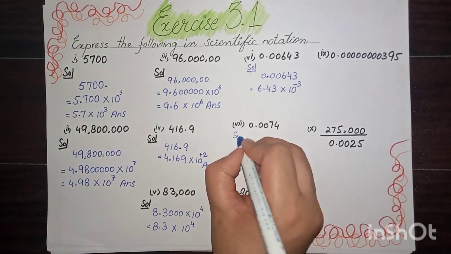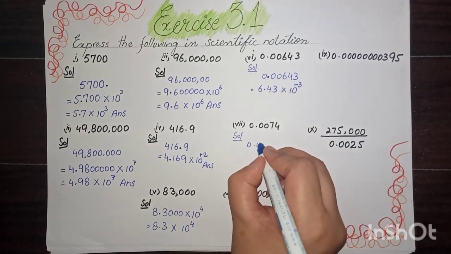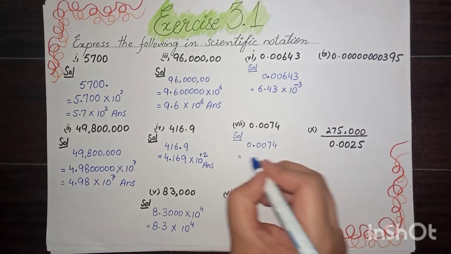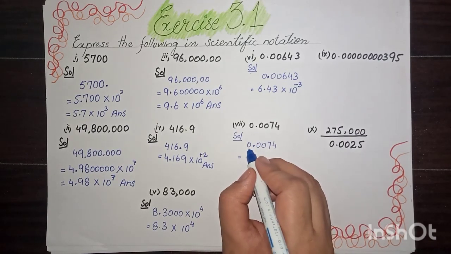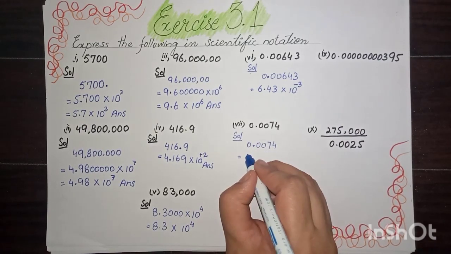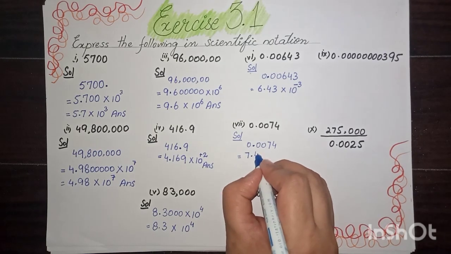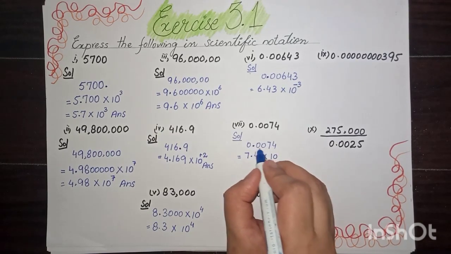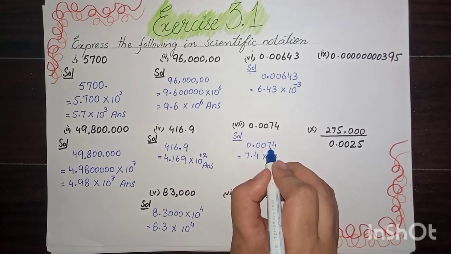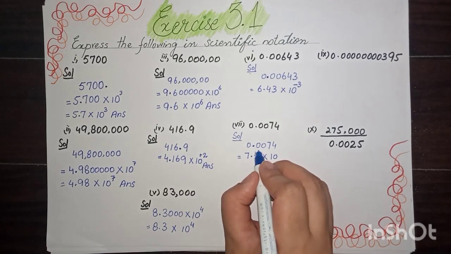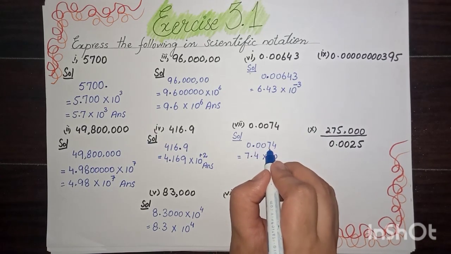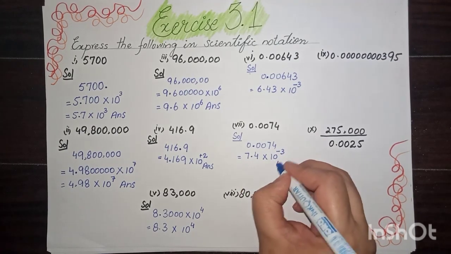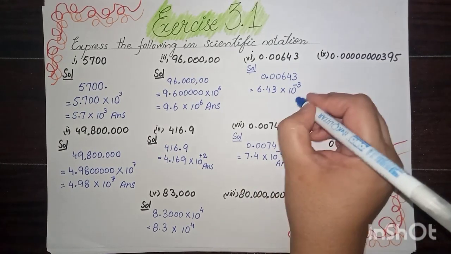My next question is 0.0074. Now again the same situation, I will place this decimal point after 7. I will write 7.4 times 10 raised to power. I will shift this decimal point from left to right, and in between there are 1, 2 and 3 numbers. So I will write minus 3 in it. So this is my answer.